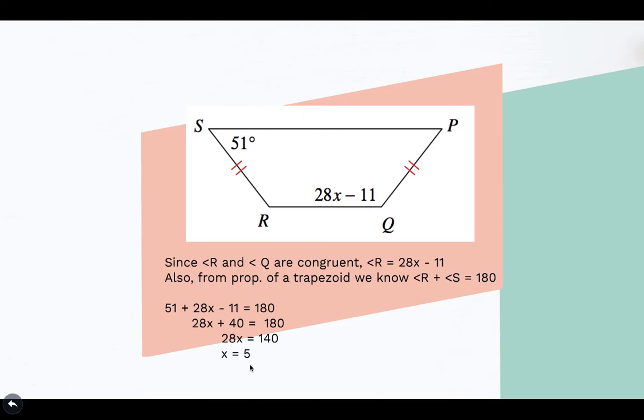Also, from the properties of a trapezoid, we know that angle R and angle S are supplementary, or that they add up to 180 degrees. So we can add these two things up to 180 degrees and solve. So we'll get 28x plus 40 is equal to 180. Subtract 40 from both sides, divide by 28, you should get x is equal to 5.